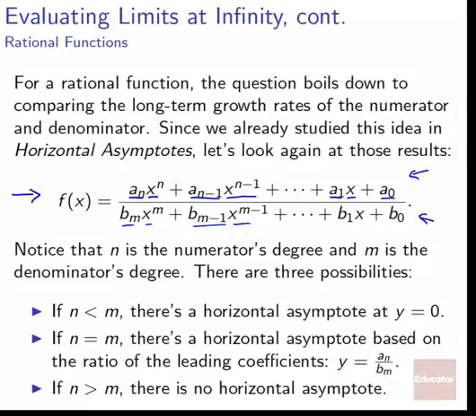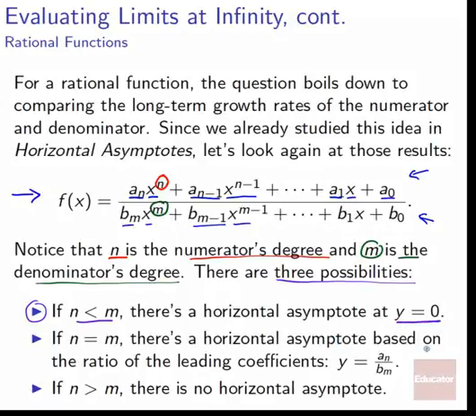Notice from this, n is the numerator's degree, right? We got x to the n as the largest exponent on the top, and m is the denominator's degree. So m is the biggest exponent on the bottom. From this, there are three possibilities. If n is less than m, then that means the exponent in our numerator, n, is going to be less than the exponent in our denominator, which means the denominator is going to grow faster. So it will crush the numerator, causing us to have a horizontal asymptote of y equals 0.